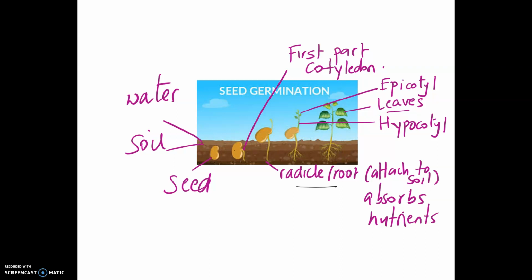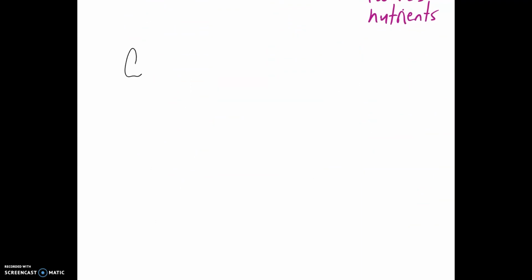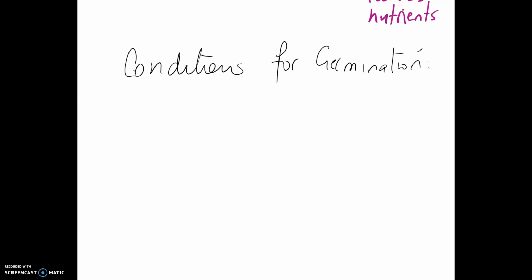So in order for the plants to germinate, we need certain conditions. So let's look at the conditions or factors for germination. So the first thing we need is light. For some plants, it may even be darkness, depending on the type of plant.